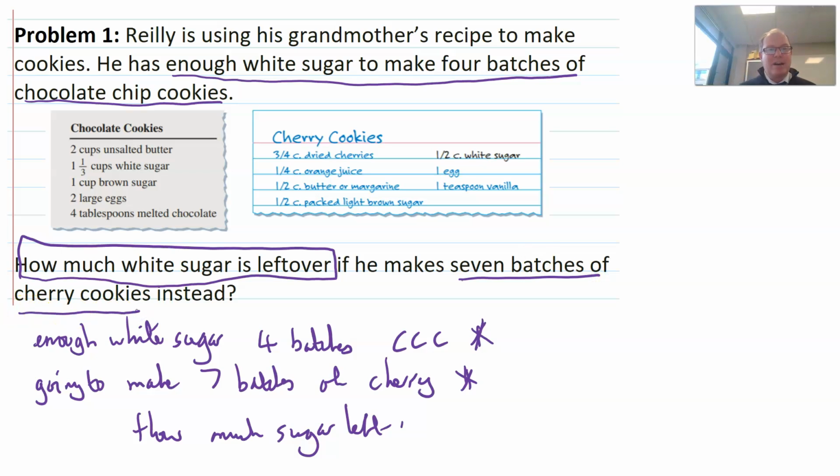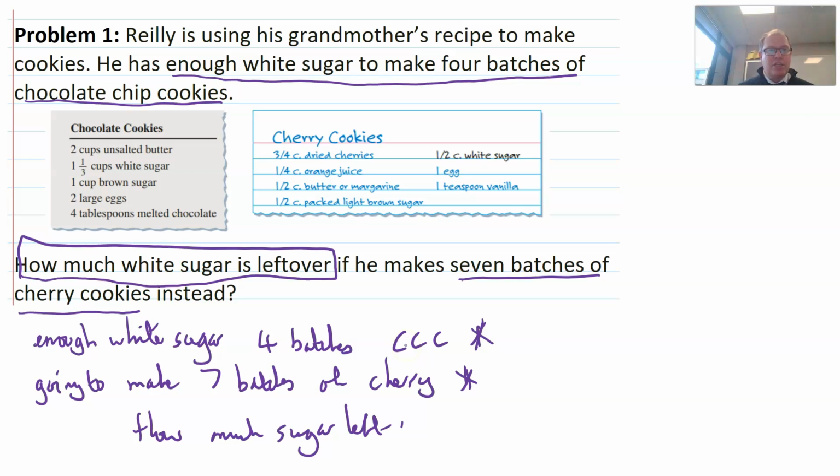So you can either underline the key information and work out what they're asking you that way, or you can summarize it by writing. I like to summarize by writing. So you can see I've written enough white sugar for 4 batches, so I can work that out. Going to make 7 batches of cherry, and the question is how much sugar is left over.